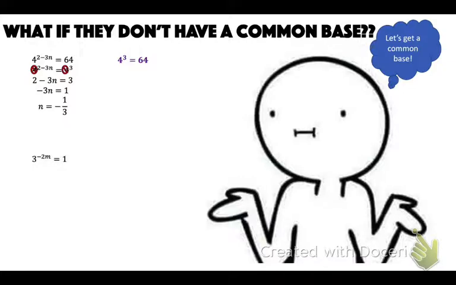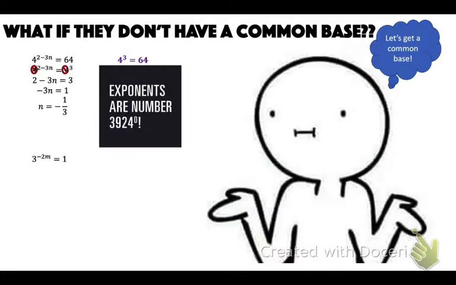Let's look at this one. So 3 to the negative 2m power equals 1. What this is getting at here is that the right side really equals 3 to the 0 power. Okay, anything to the 0 power is 1.